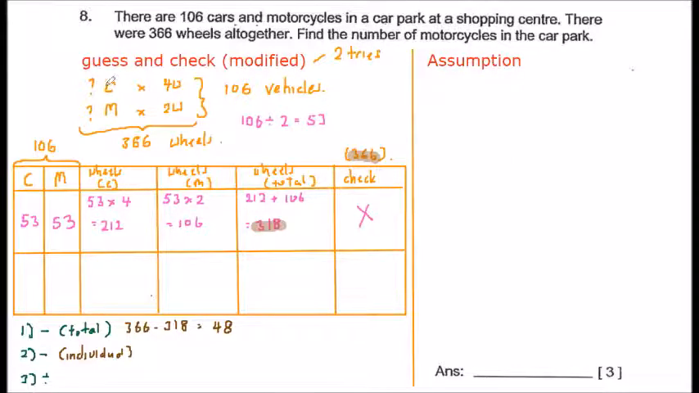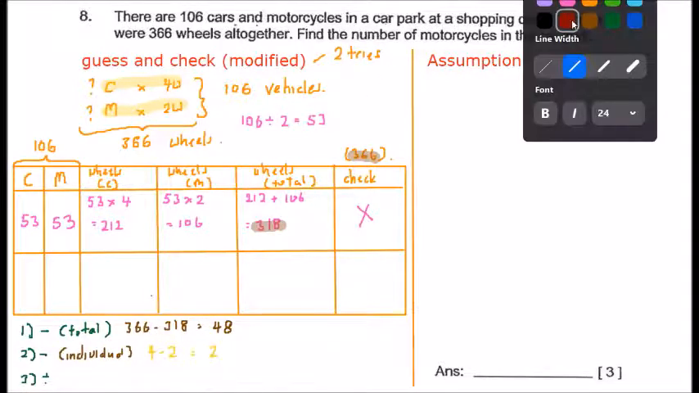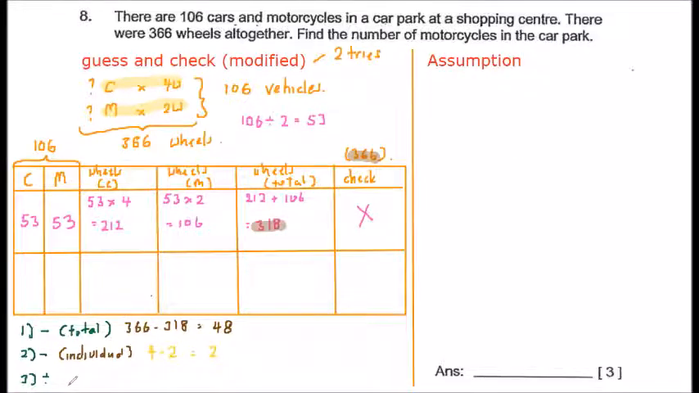Individual is one. Okay, so one car and one motorcycle. You can see the 4 wheels and 2 wheels. So we'll just do this: 4 minus 2 equals 2. And lastly, we will divide. Okay, divide the 2 together, we will have 48 divided by 2, we have 24.